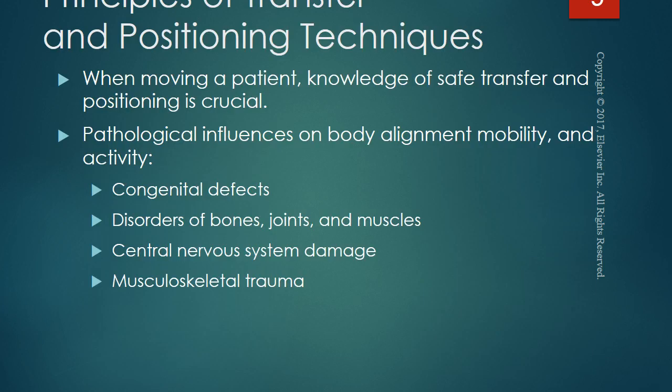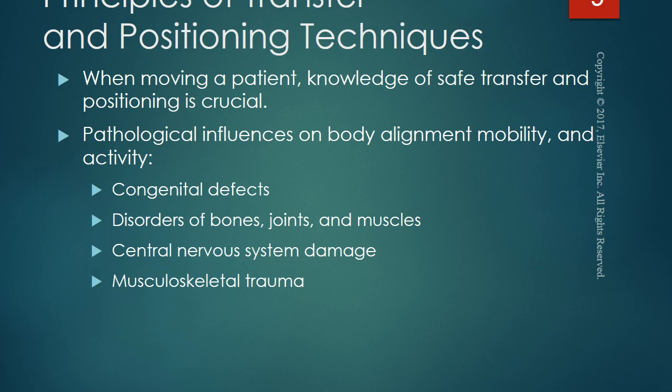Using principles of safe patient transfer and positioning during routine activities decreases work effort. When moving a patient, you want to incorporate knowledge of physiological and pathological influences on body alignment and mobility. Congenital abnormalities affect the efficiency of the musculoskeletal system in regard to alignment, balance, and appearance. So just take a few moments to think about: what are some congenital abnormalities that affect the musculoskeletal system?